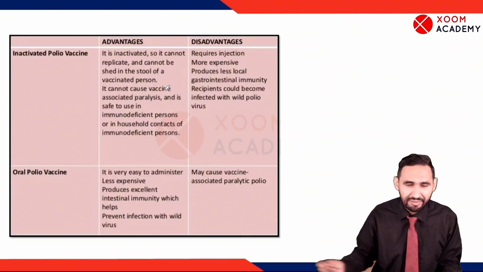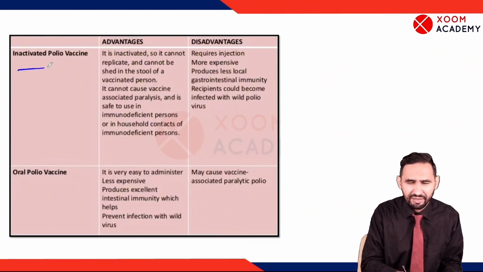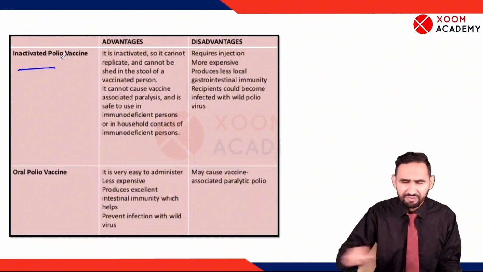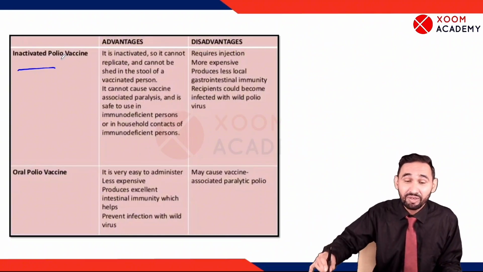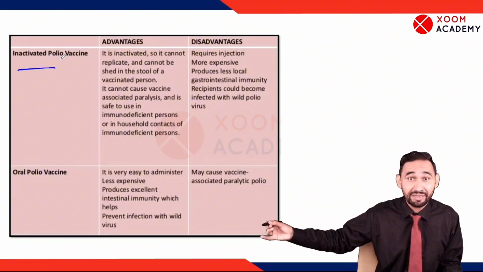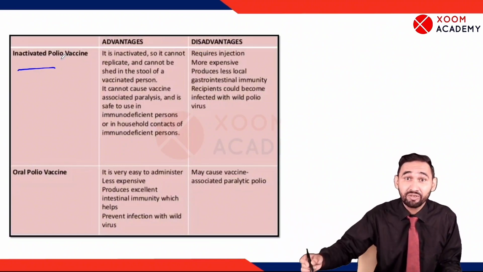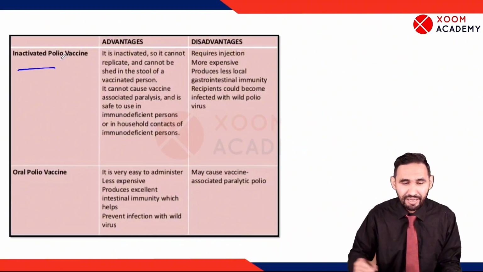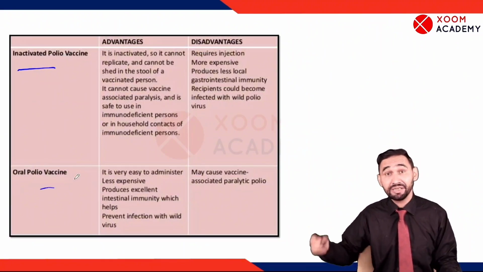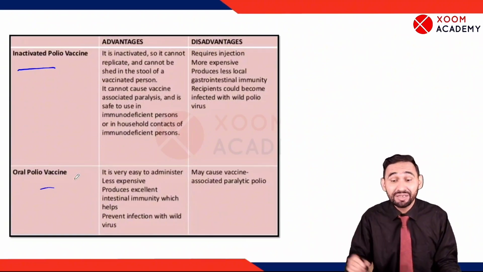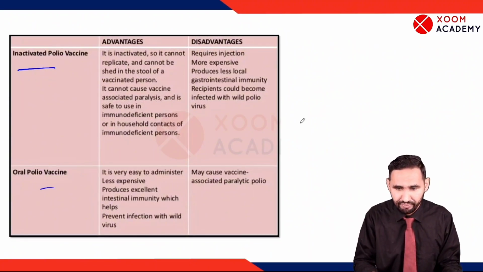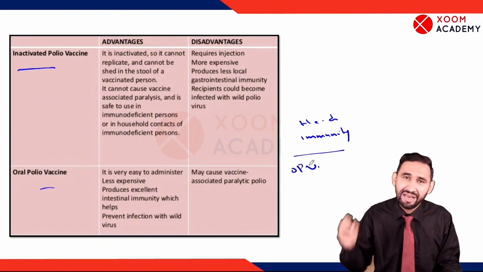Both have certain advantages and disadvantages. Let's discuss them. Inactivated polio vaccine: it is inactivated. It can't replicate, so it can't cause poliovirus. It can be given at any age. It can be given to immunocompromised people. Oral polio vaccine: it is easy. It is cheaper. And the best advantage is herd immunity. It is a university MCQ that herd immunity is provided by oral polio vaccine. This is the main advantage.